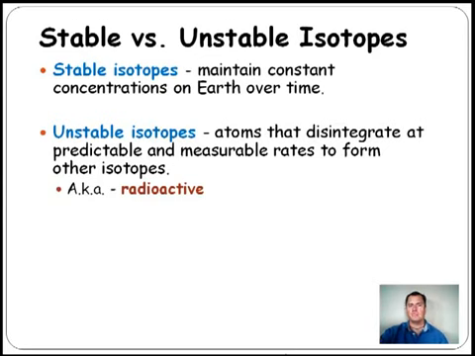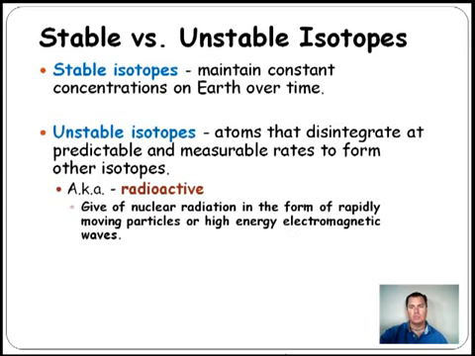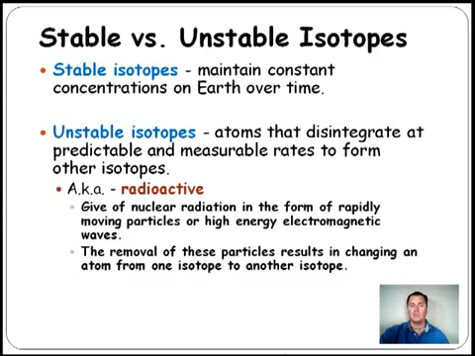And what we see is as they break down, they give off nuclear radiation in the form of rapidly moving particles or high energy electromagnetic waves. And that's what we mean by radioactive. They're breaking down, they're giving off these particles. And as they give off these particles by decaying, they change from one atom or one isotope form into another. For example, carbon-14 will break down into carbon-12. Maybe you've heard of this. This is what we use for carbon dating, for telling how old something is.